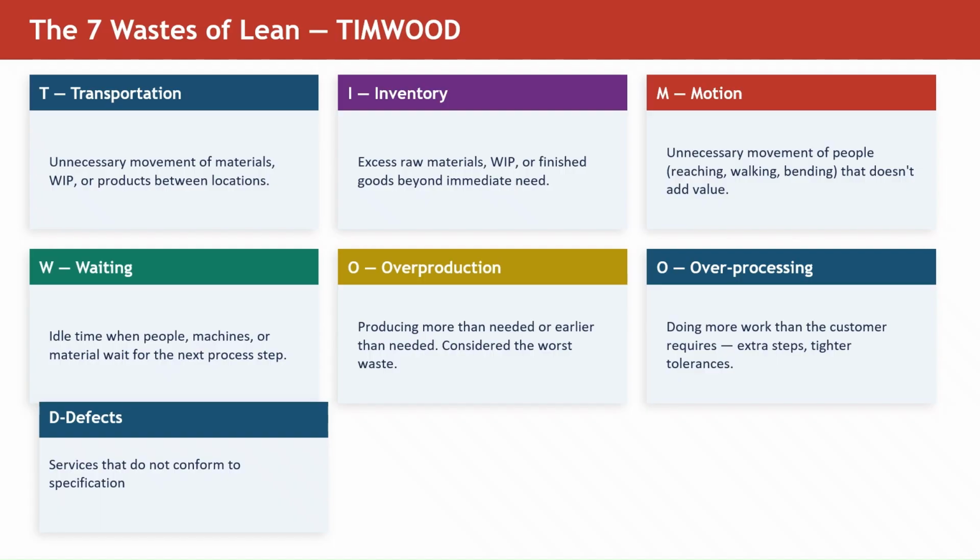The first O stands for overproduction, producing more than what the customer needs or earlier than needed. Taiichi Ohno called this the worst waste because it generates all the others. Then the next O stands for overprocessing. It is doing more work than the customer requires, such as extra steps and tighter tolerances. The last D stands for defects: products that do not meet the specification, requiring rework, scrapping, or customer returns.